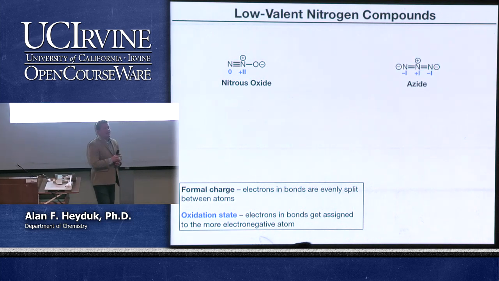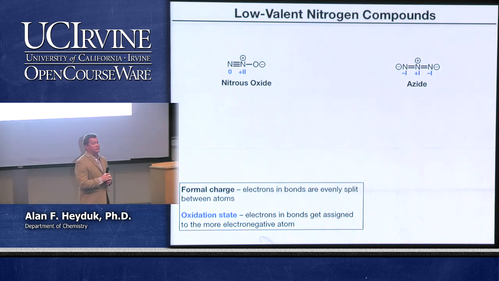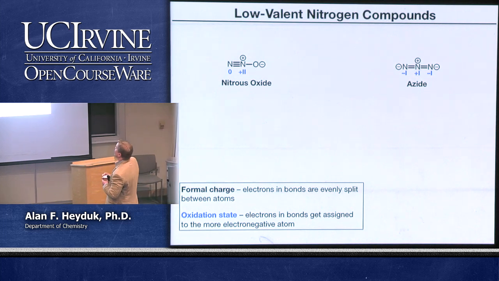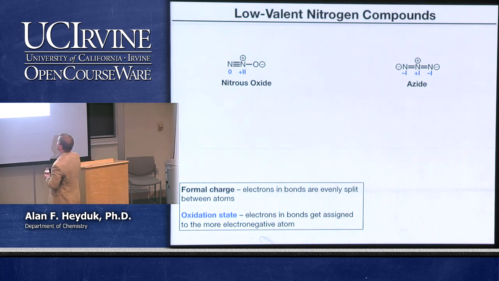We can look at things like azides. Azides are sometimes viewed as pseudohalogens because it's an overall 1- anion. And so in this case, you can see that there's a high degree of correlation between the formal charge and the oxidation state.